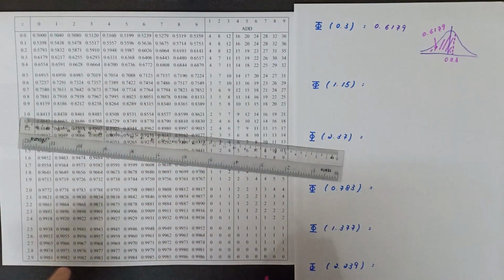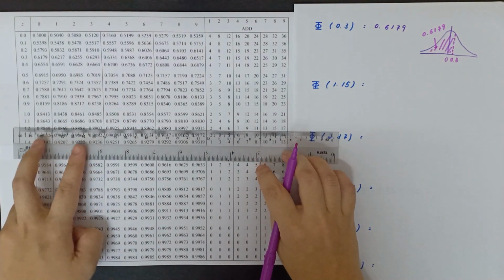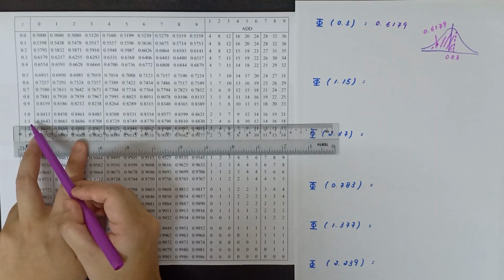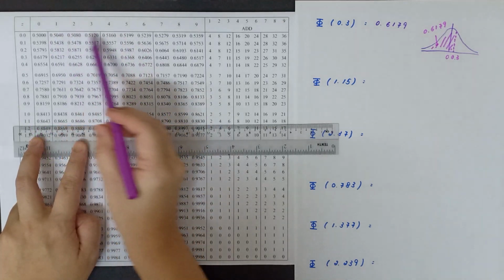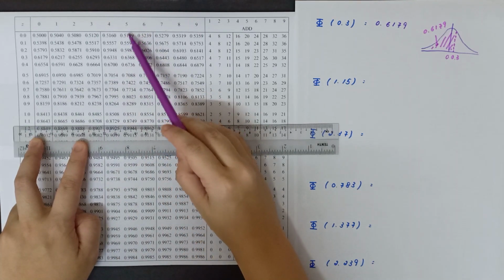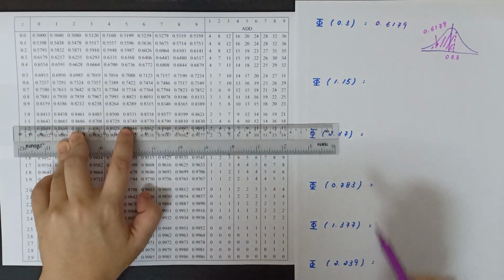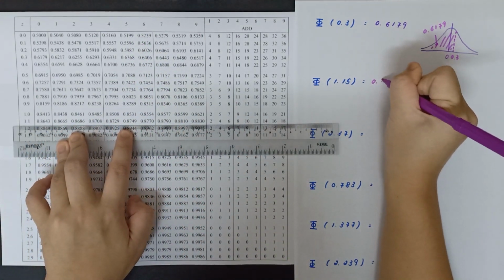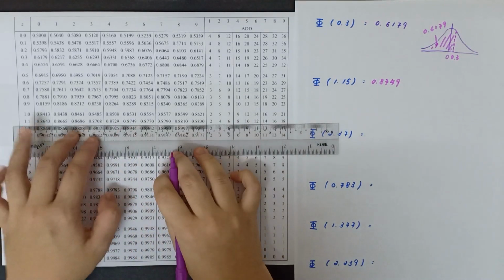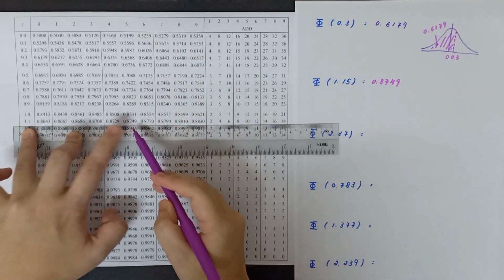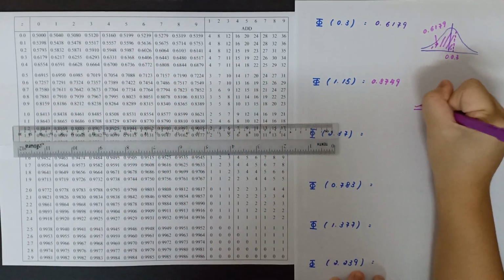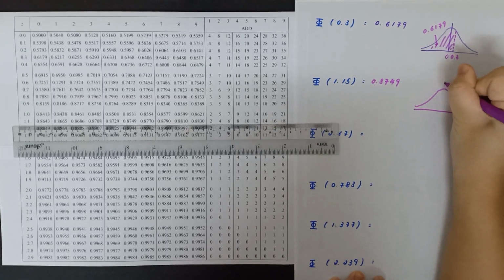Same thing from your table, you find 1.1 here. Then after that 5, you look at here, 1.1, then 5. So you are looking at this number, 0.8749. Is that okay? 1.1, then 5. So 0.8749. So you have your graph. How will it look like? It will be like this.